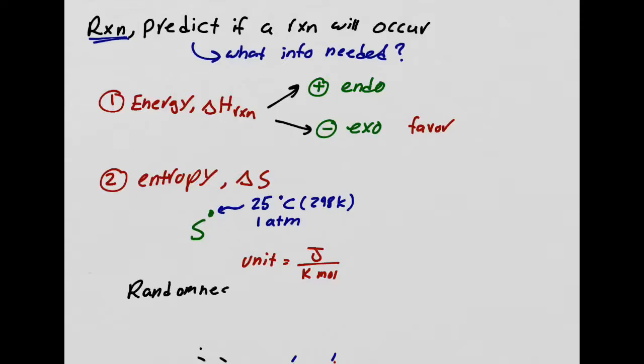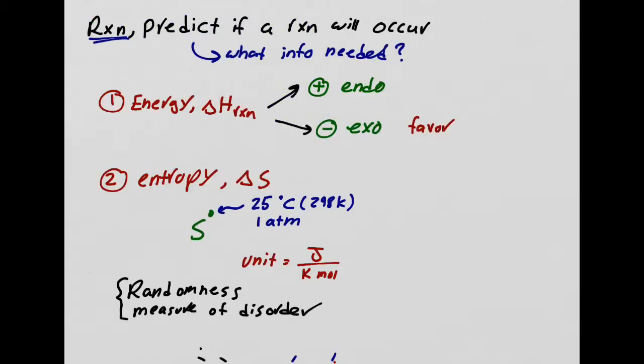Randomness. Entropy is a measure of order. So it's a measure of disorder. So randomness is a measure of disorder. And I will explain what I mean by this. So entropy, S, again, at standard condition with 25 degrees Celsius, 1 atm. That's the unit. What does it mean? It's a measure of disorder.